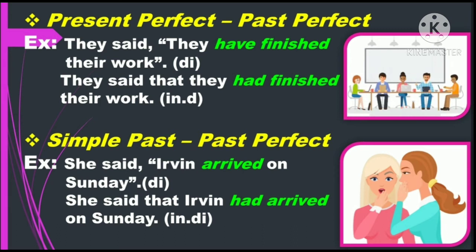And the next one is simple past changing into past perfect. Look at the example. She said, "Irwin arrived on Sunday." That is direct speech. So when it goes to indirect speech, she said that Irwin had arrived on Sunday.